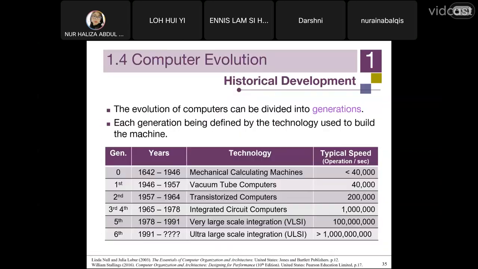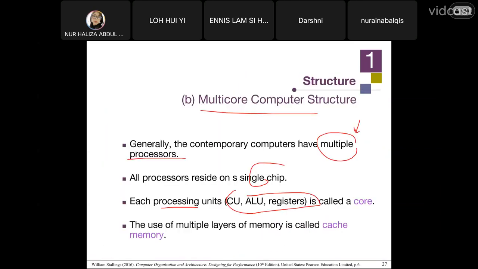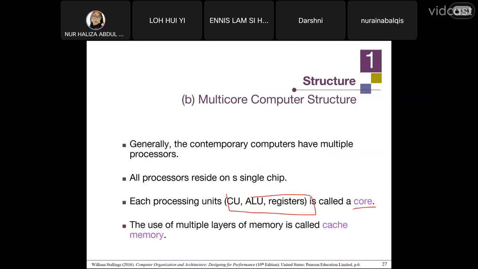interconnections between each other. And this is called a core. One single core unit is going to have all these three. And then the use of a multi-layer of memory is called cache memory.